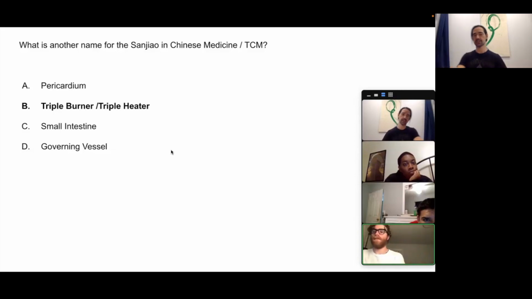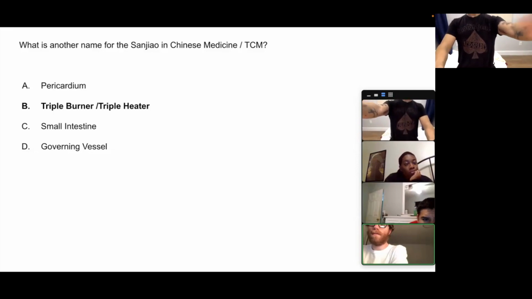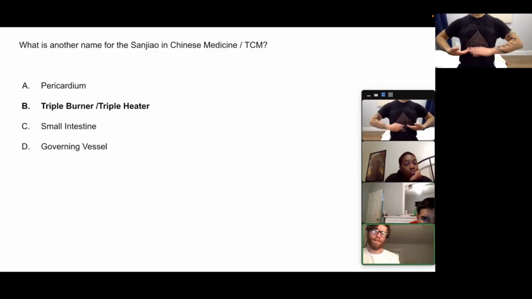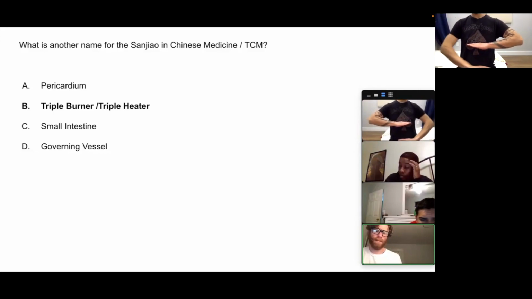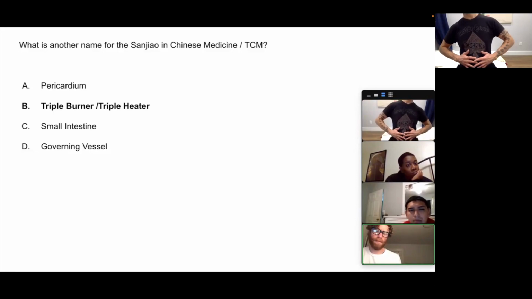The Sanjiao is not a discrete organ, unlike the pericardium or the small intestine. It's a region. So for the Sanjiao, the upper third is from about the diaphragm up to the top of the head. The middle third is from about the diaphragm down to the top of the pelvis, the ASIS, and the lower third is from the ASIS down to the feet. So it's like urinary bladder, reproductive organs, and then kidneys, digestion.